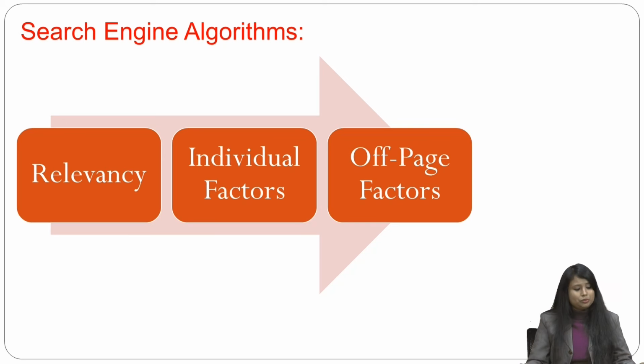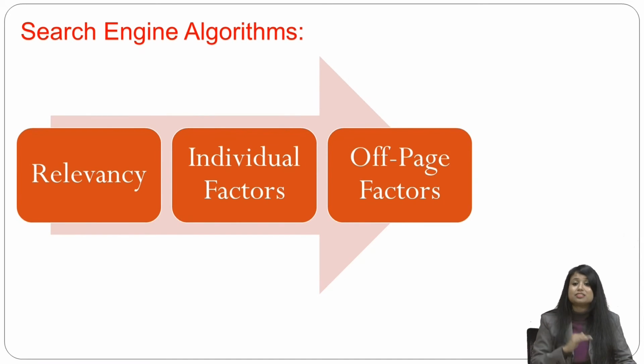Now moving forward, we need to know about Google algorithm updates. What are those Google algorithm updates? Before that, again we can see that search engine algorithms depend on three things: the first one, that is relevancy, the second one, that is individual factors, and the third one, that is off-page factors.